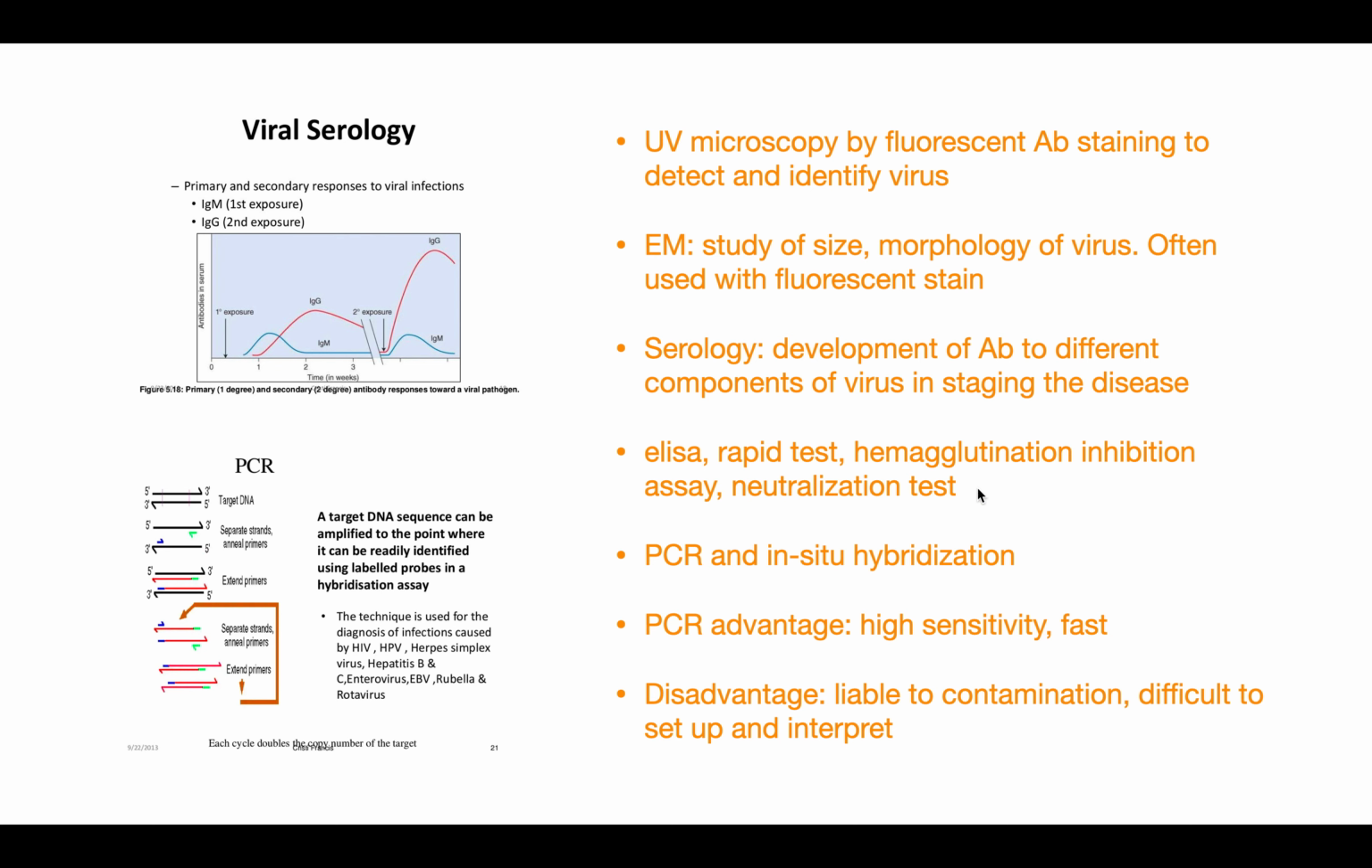So we use ELISA, rapid test, hemagglutination inhibition assay, and the neutralization test to identify viruses. We also use the PCR and in situ hybridization. PCR is going to be detecting the viruses. Let's see how fast it's replicating in the body and what is being replicated. The PCR advantage is that it's really fast and has a high sensitivity to the virus. However, it's easily contaminated and hard to set up and interpret.